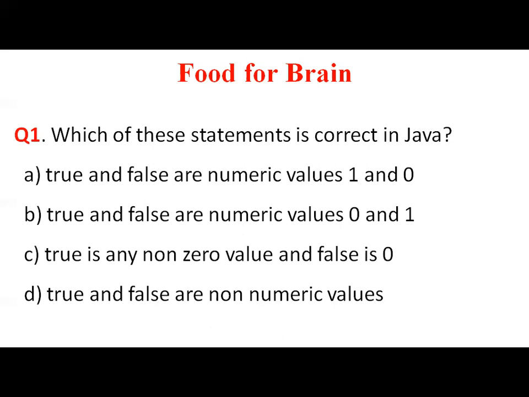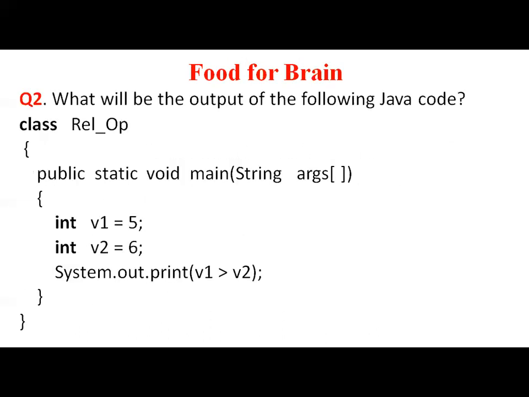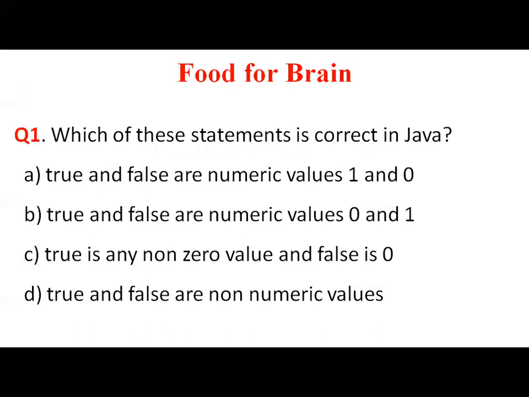Which of these statements is correct in Java? True and false are numeric values 1 and 0. True and false are numeric values 0 and 1. True is any non-zero value and false is 0. True and false are non-numeric values. Send your answers in the comment section.